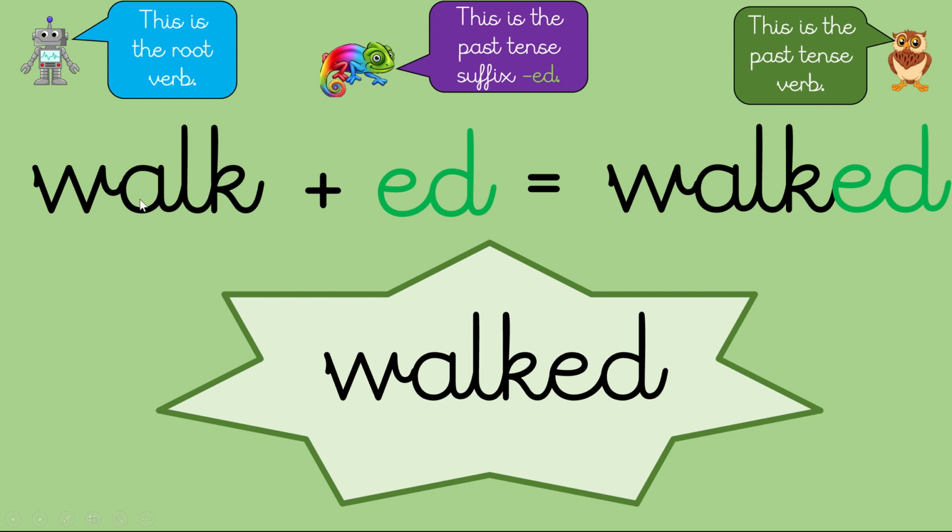So this is the root verb. The root verb is the verb. You got it. Walk. This is the suffix ed that we're adding to make it as if it happened in the past. So ed. And then this is the past tense verb, and it is walked. And again, the e and the d at the end sound like a t. Walked. And here, let's read it together then.